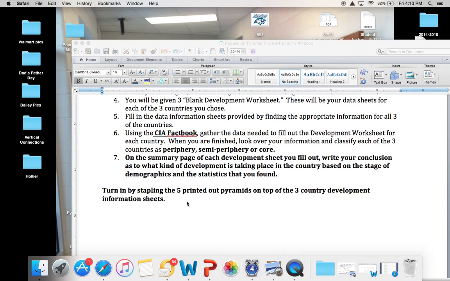On Monday, what you'll be turning in are the 5 printed out pyramids and the 3 country development worksheets. If you've printed each pyramid out on its own page, you should have 8 pieces of paper you're turning in to me on a Monday. Okay? If you put them all on one page, you'd have 4. As far as how many pieces of paper you would have. All right? Unless you're printing out the country development worksheet on your own and you don't print it front to back, then you're printing out a little bit more.